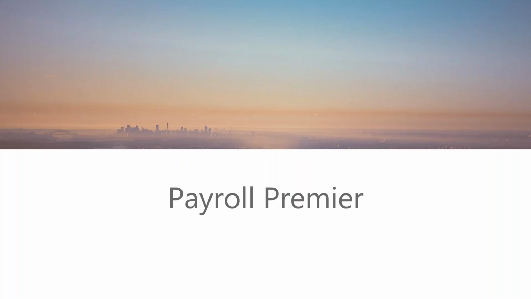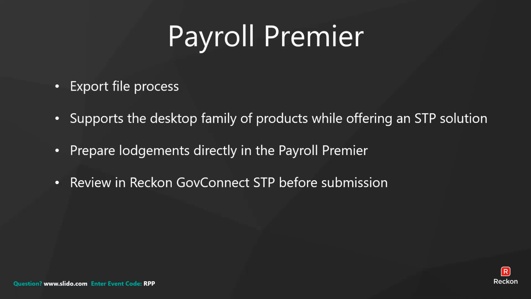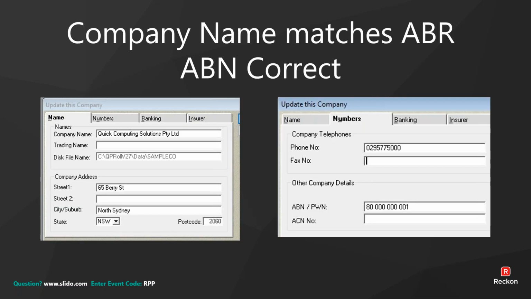So what has happened in Payroll Premier from a point of view of Single Touch Payroll? We've got an export file process. Because GovConnect is cloud-based and Payroll Premier is desktop-based, we have to do an export file process. This means we're supporting the desktop family of products, but also offering that STP solution that is required by the ATO. So we prepare all the lodgements directly in Payroll Premier, and then we can also review in GovConnect before submission as well. So we've got full visibility of everything in there.